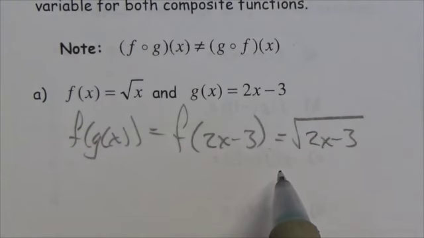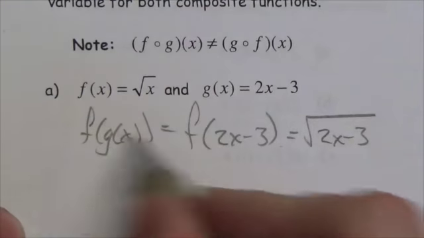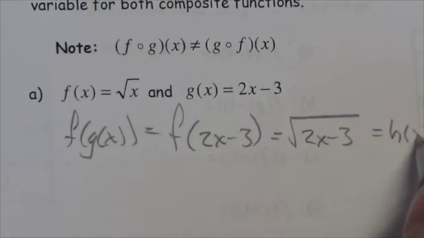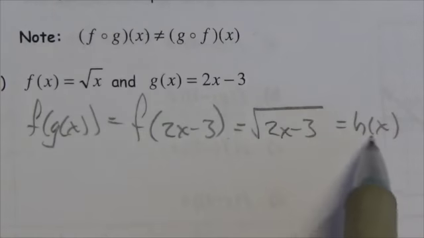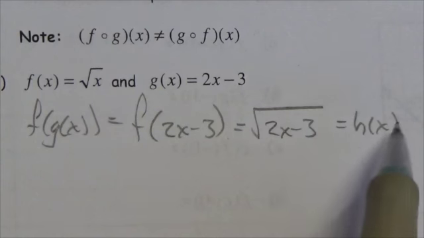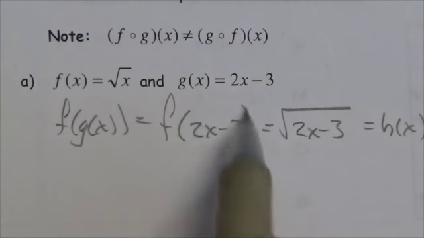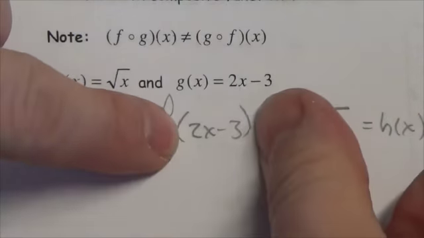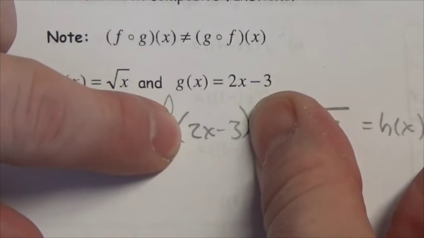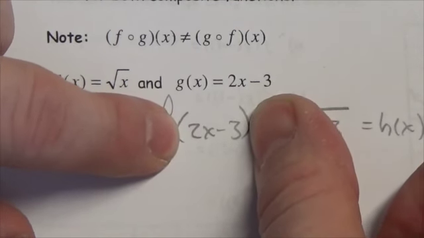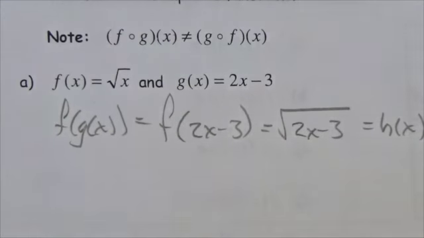Now, if it helps you think about it here, then what we might do is relabel this as h of x, in which case we would identify the x itself as just the independent variable. But at this point right here, you got to think of it more as this whole thing. That 2x minus 3, that binomial, is acting like the independent variable here.